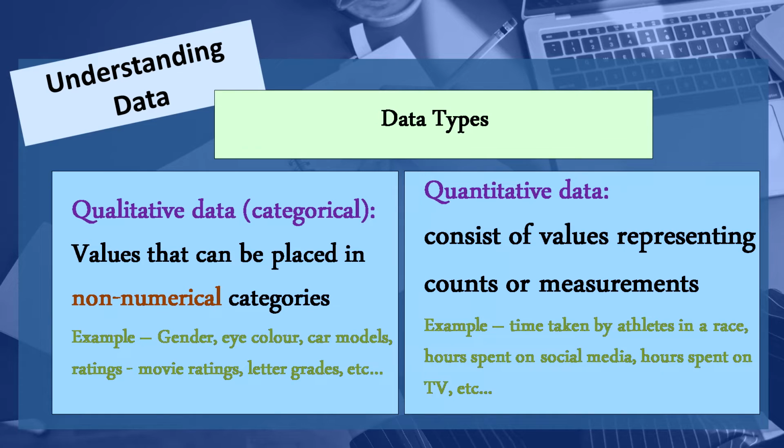So another set of data is quantitative data. Quantitative data consists of values representing counts and measurements. Examples of quantitative data are the time taken by an athlete to complete 100 meters or 400 meters, or the number of hours an individual spends with mobile, with social media, or with television prime time news. So here we are measuring behavior in terms of numbers, 9 hours or 6 hours spent with a particular activity.